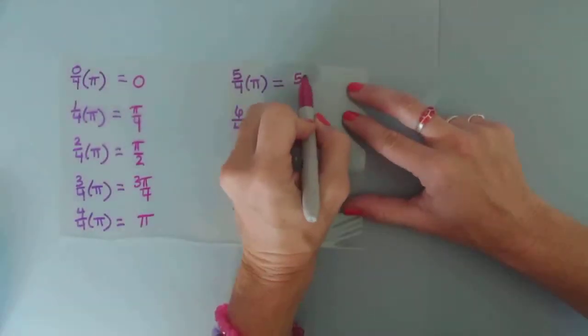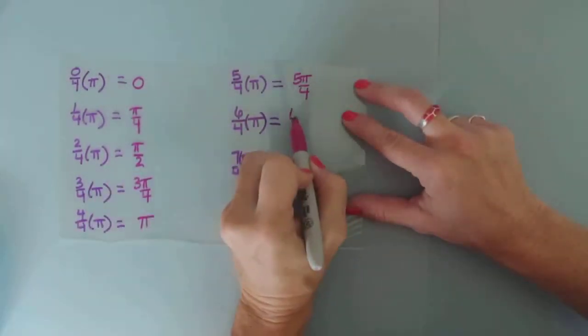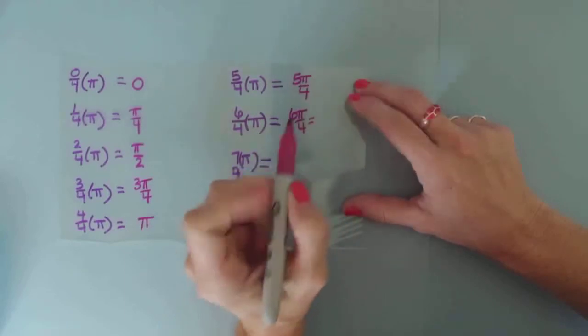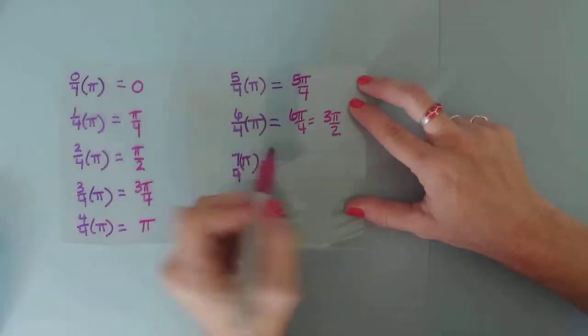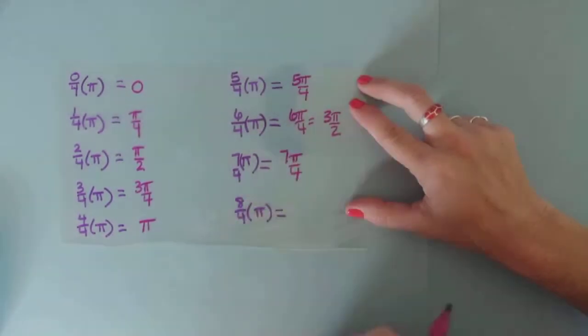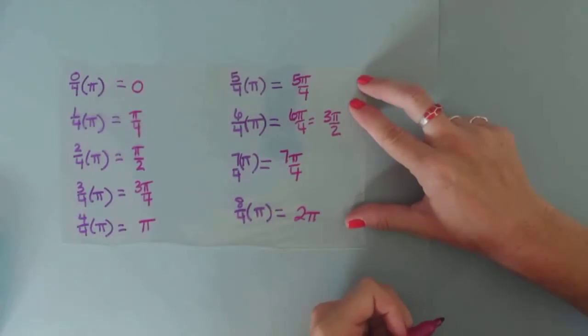5/4 pi is just 5 pi over 4. 6/4 of pi, of course, is 6 pi over 4, but we can reduce that to 3 pi over 2. 7 pi over 4 is just that. And then 8/4, or 2 times pi, is just 2 pi.